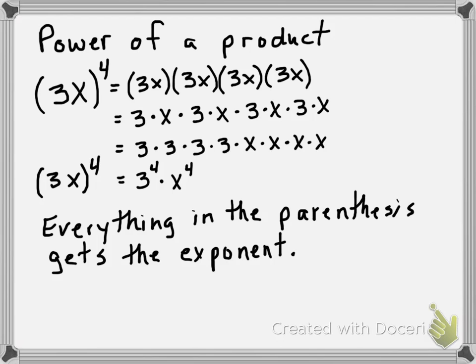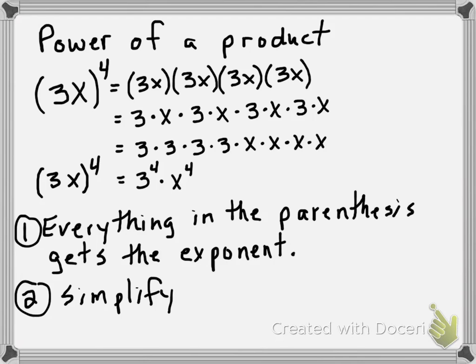Okay, so up here we had a 3 and an x, both raised to the 4th power. So when I simplify, I get 3 to the 4th times x to the 4th. Okay, you can kind of think of it like distribution, because we have the 4 getting distributed to the 3 and the x. Okay, and that's step 1. Everything gets the exponent. Okay, then step 2 is just to simplify what you can.